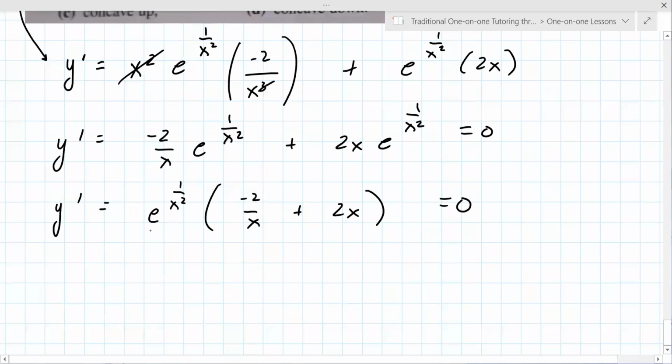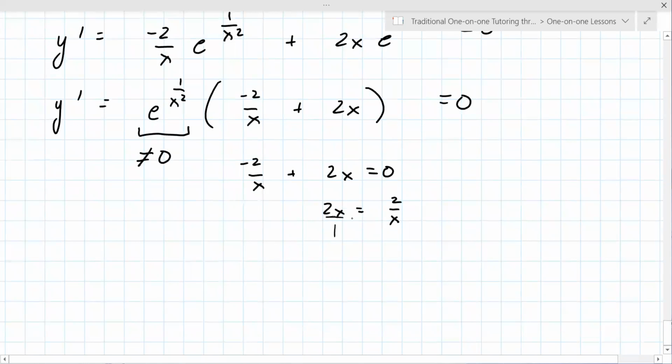All right. So this first part never equals 0. E never equals 0 as it stands. So you're just looking at the inside one and you're figuring out, well, where does that equal 0? So you set it equal to 0. Minus 2 over x plus 2x equals 0. And you solve for x. So I'll move this to the other side. 2x equals 2 over x. Cross multiply, butterfly thing. 2x squared equals 2. X squared equals 1. So x equals plus or minus 1. Those are your critical points.